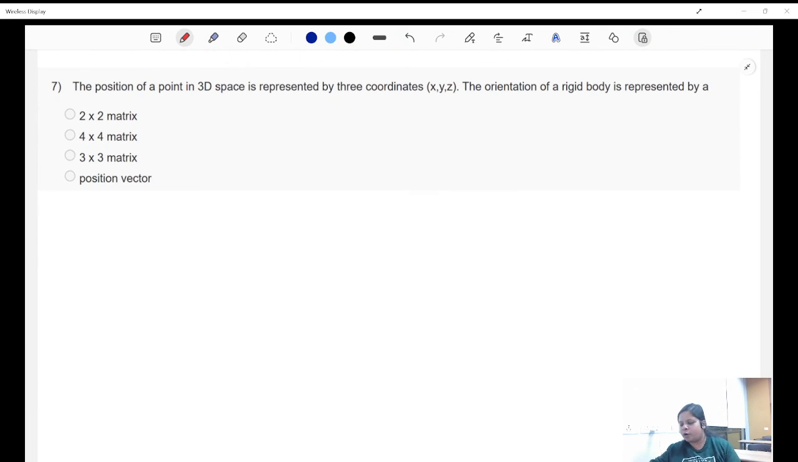The position of a point in 3D is represented by three coordinates x, y, and z. The orientation of a rigid body is represented by what? How do you represent the orientation of a rigid body? Option C, 3 into 3. What is that 3 into 3 matrix? What is the name of the matrix?